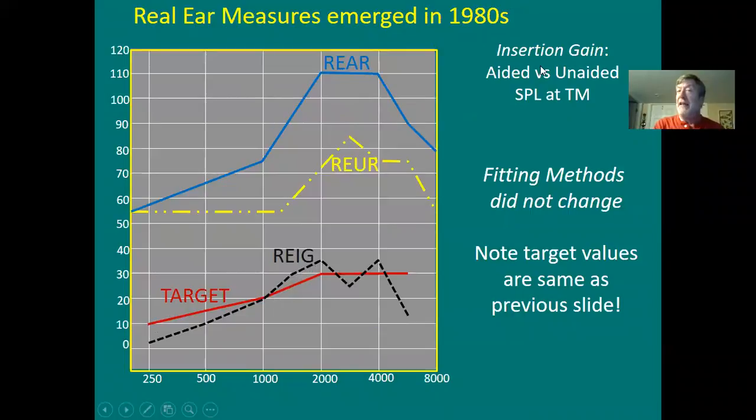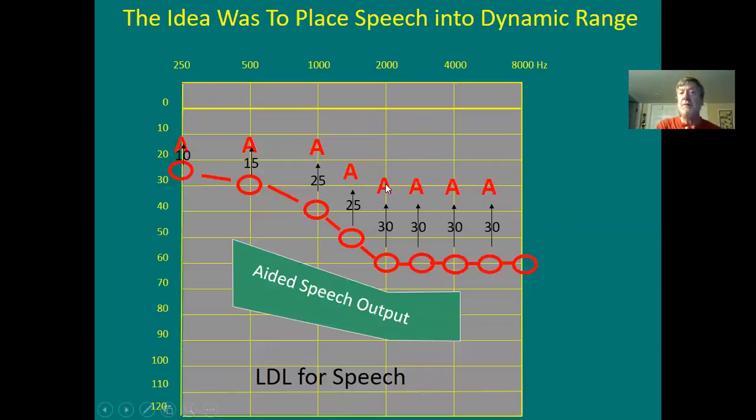Insertion gain, aided versus unaided dB SPL at the tympanic membrane. The fitting methods didn't change. Note that the target values here, this red line, is identical to the target here. I didn't change the numbers. Didn't touch them. Okay? So what changed was not the fitting methods, but the method in which you verified the fitting method.